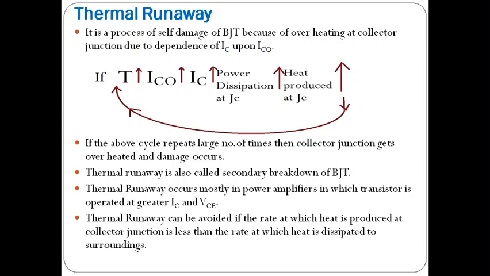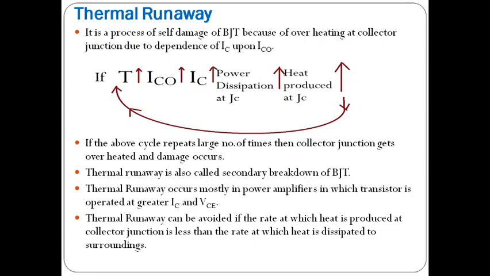Again, temperature increases. Heat increases, then temperature increases. Temperature increases and again heat increases, again temperature increases. So when temperature increases, power dissipation at the collector junction also increases. If this cycle repeats a large number of times, what happens? More power will dissipate than the maximum rated power at the collector junction. Due to this, the transistor overheats and is damaged. This is called thermal runaway.